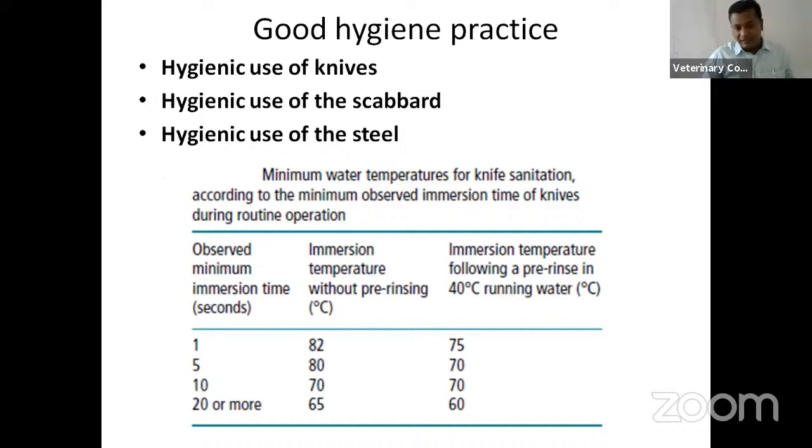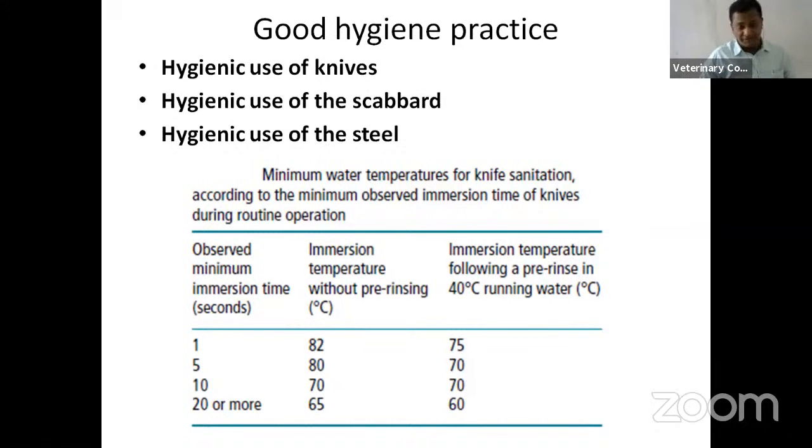Good hygiene practices are applicable at every step that is followed. I have highlighted here some of the practices. One practice is that since meat cannot be obtained without knives, there must be hygienic use of the knife, the scabbard, and the steel that is used to sharpen the knife. The long stick used to sharpen the knife is known as the steel. The scabbard, their hygiene is very important.